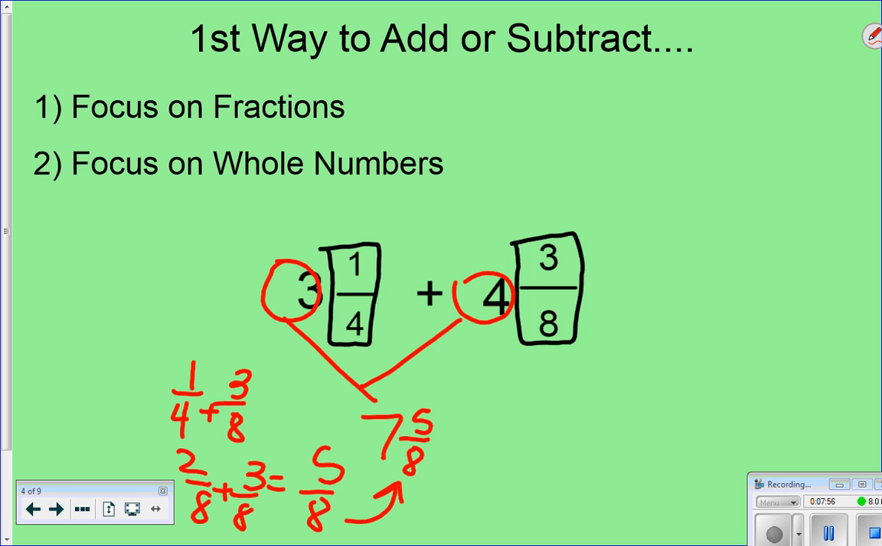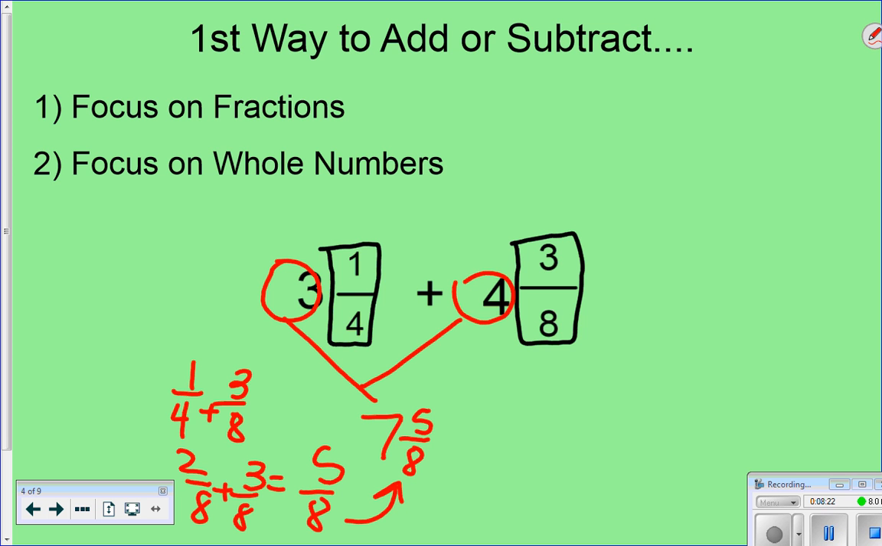Let's say that I added them together and it had 1 and 5/8. Then what would I do? What am I going to do with that 1 and 5/8? I have to add that 1 to that whole number, right? Okay, so don't forget that too. I still have to add that 3 and 4. I get 7, but I have to add that 1 and 5/8 to it too. But we'll talk about that later.